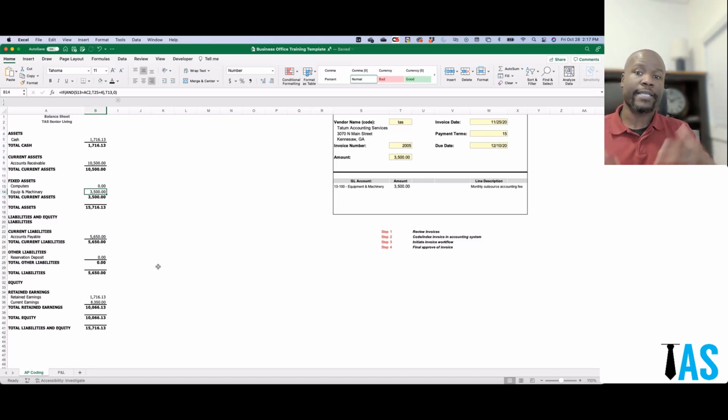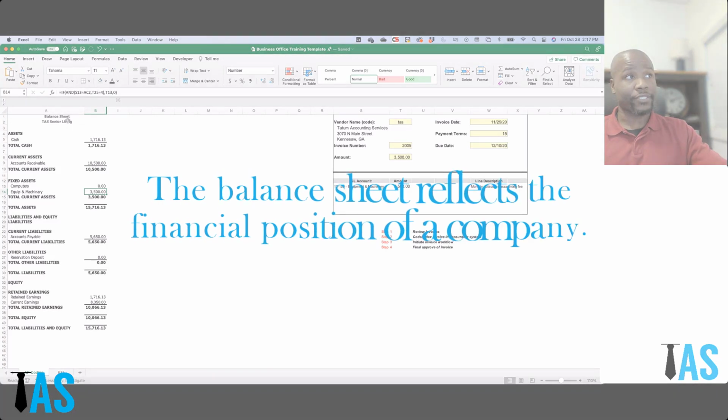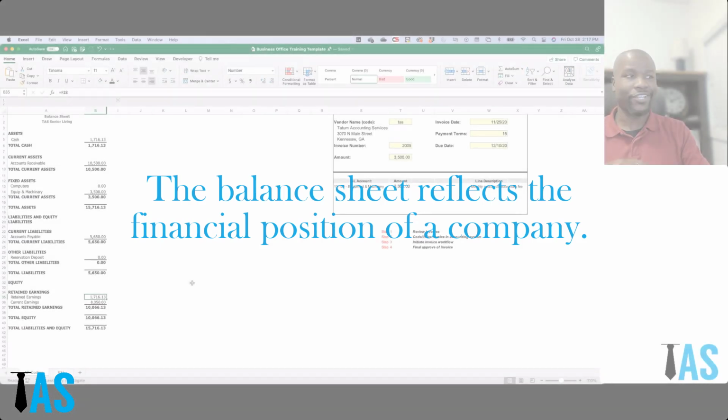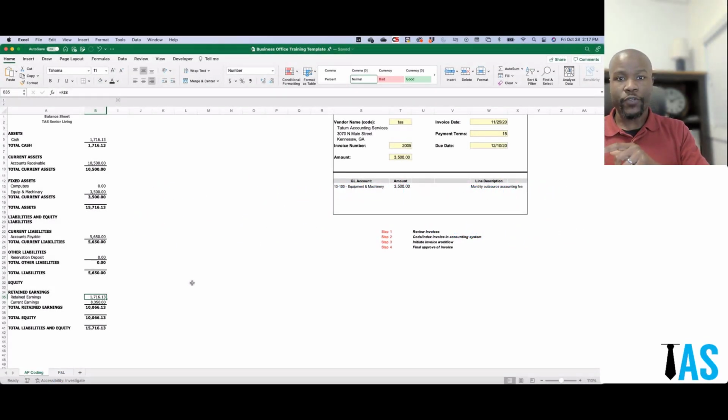I want you guys to truly have that understanding and know what's impacting your financial statements, both profit and loss and balance sheet, because that brings the whole picture together. The balance sheet basically reflects the financial position of a company, right? It's going to have my cash, my assets and my liabilities, and then it's going to have, get this, all my expenses, but it just reports them in a different way, right? All my expenses and revenue flow through retained earnings or current earnings, right?